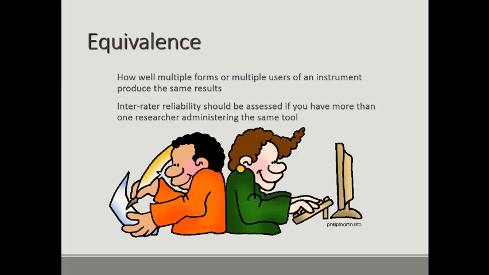Equivalence factors into reliability because it measures how well multiple forms or multiple users of an instrument produce the same results. One of the things we look for when trying to determine equivalence is inter-rater reliability. We assess inter-rater reliability if there is more than one researcher administering the same tool. If, for example, we have 3 nurses making observations, we want to make sure those nurses are categorizing the data in the same way. Assessing inter-rater reliability gives us that information.